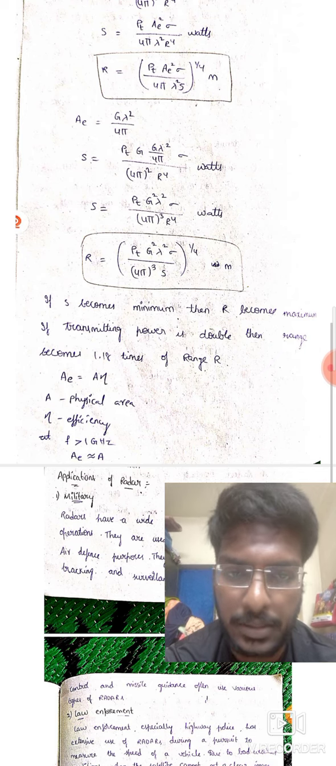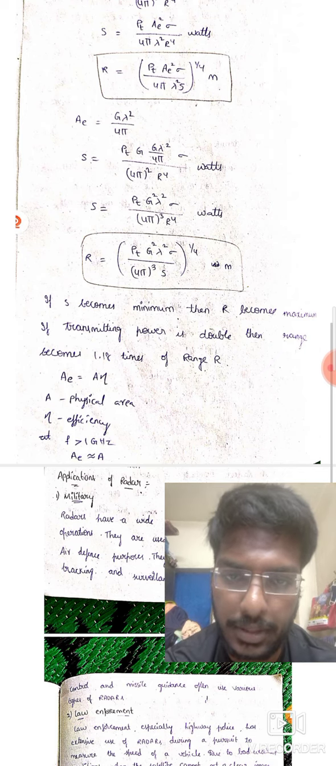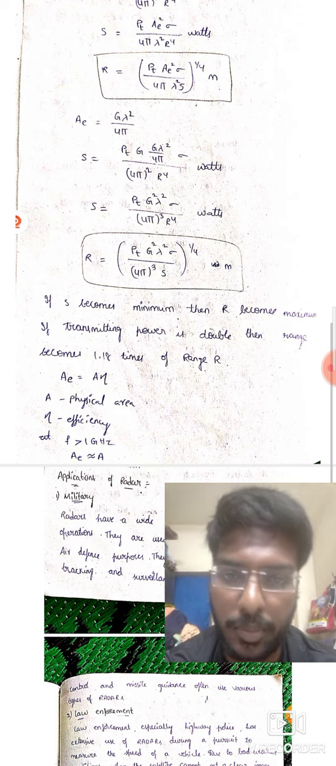If S becomes a minimum, then R becomes a maximum. If the transmitting power is doubled, then the range becomes 1.18 times.